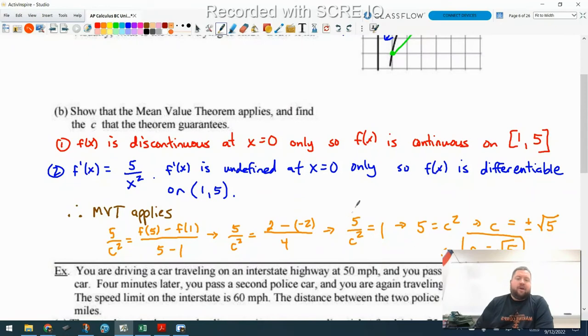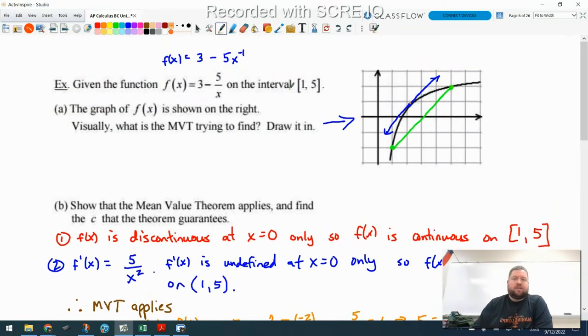All right, I used the graph to find my y values, but we could have also plugged those numbers into the function. If I plug in 5, 5 over 5 is 1. 3 minus 1 is 2. If I plug in 1, I get 3 minus 5, which is negative 2.